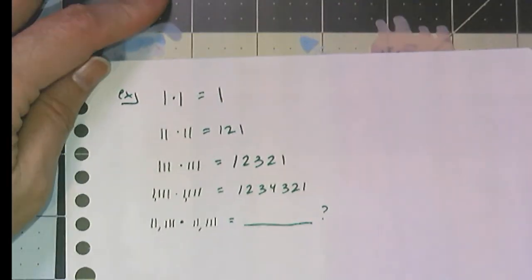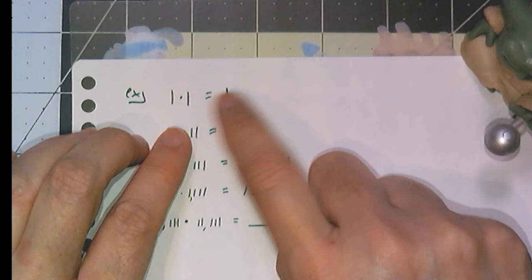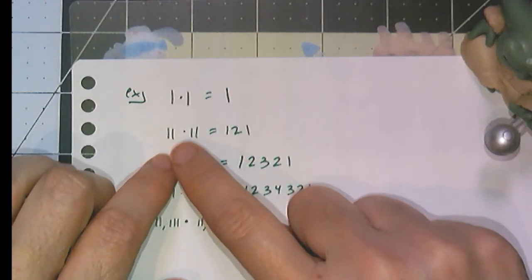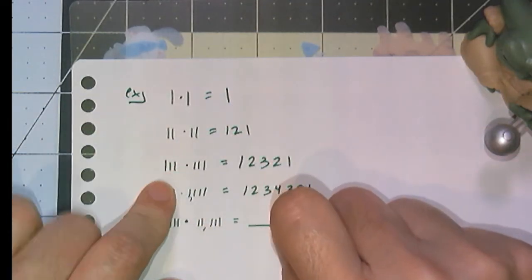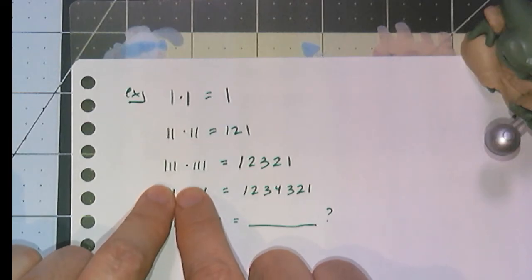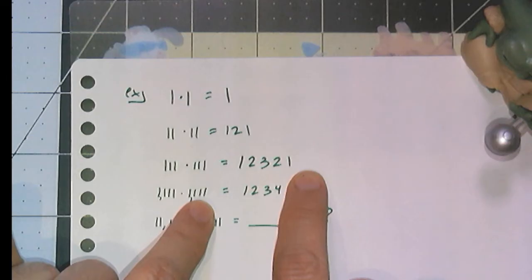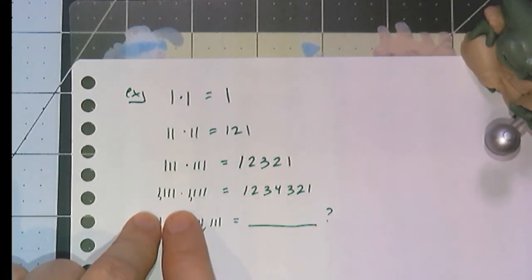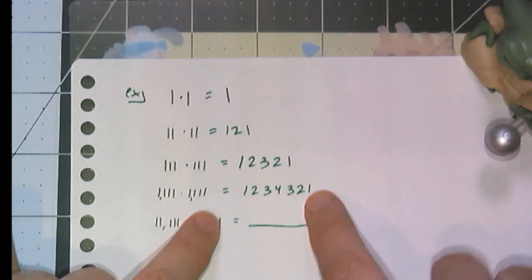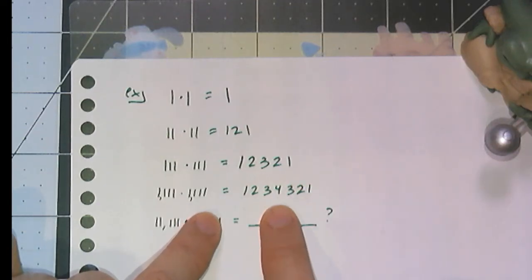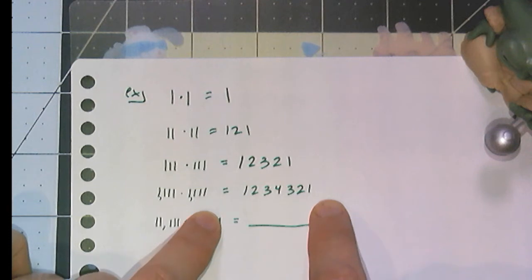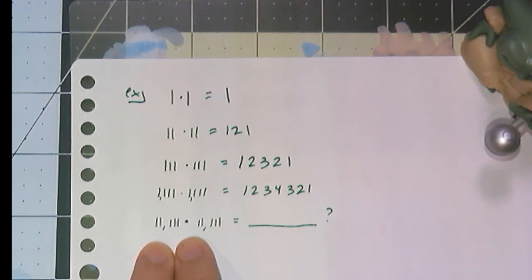Okay, so how about this one? If I know that 1 times 1 is 1. I know that 11 times 11 is 121. And I'm being told that 111 times 111 is 12,321. And then also I'm being told that 1,111 times itself is 1,234,321. So the question is, what's 11,111 times itself going to be?